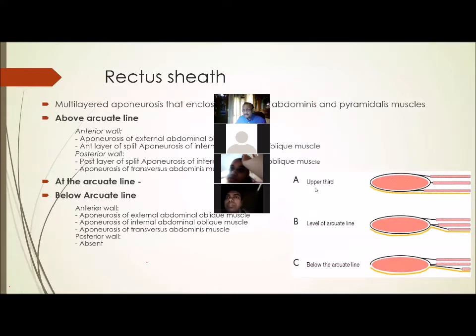Now at the level of the arcuate line, all the 3, the transverse abdominis and the other 2, they go and combine. Below the arcuate line, you have this combination where the internal oblique no longer splits. Transverse abdominis goes and joins the internal oblique, and together they form the anterior, right? Together they form the anterior. So there's a difference in the upper third, at the level of the arcuate line, and at this particular area, right?